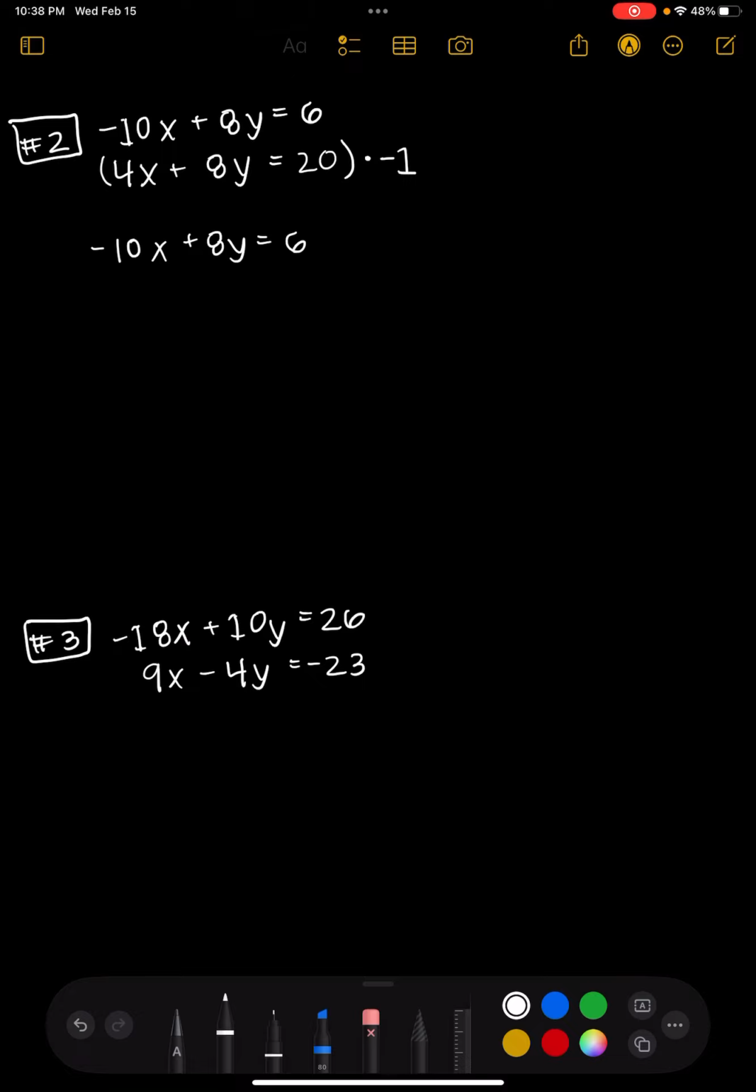And the bottom equation, I'm going to multiply everything. I have to multiply everything in order for it to work. If you only multiply the thing you want to cancel out, it won't be helpful. You have to multiply everything in that equation.